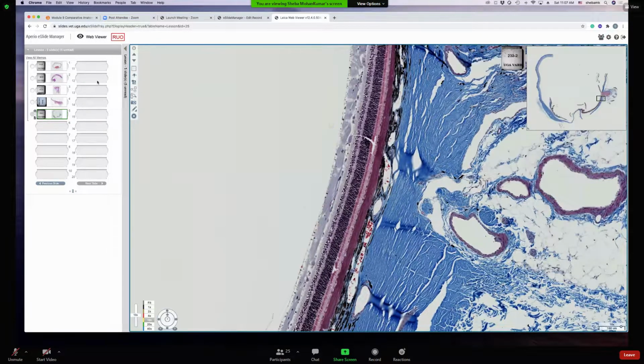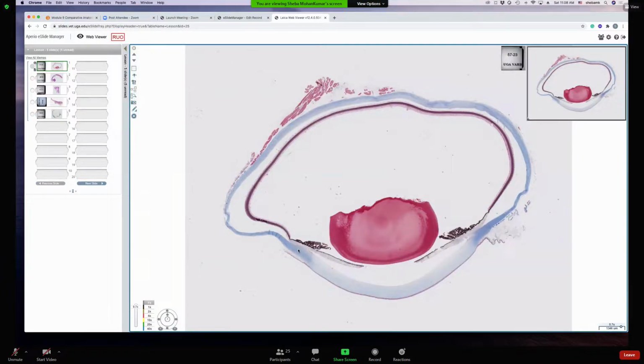Okay, so the fibrous layer, let's look at this. So the fibrous layer is made up of the cornea, the limbus, the sclera. Okay, so that makes up the fibrous layer. The choroid makes up the vascular layer. Okay, choroid, ciliary body, all of that makes up the vascular layer. And the sensory layer is made up of the retina.